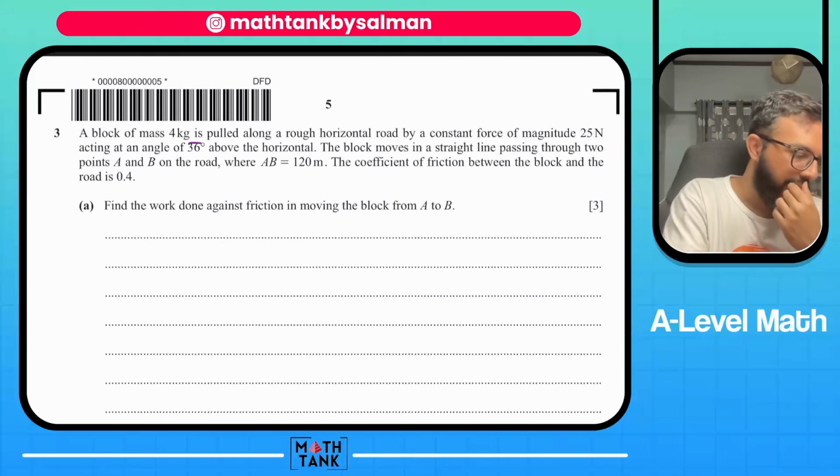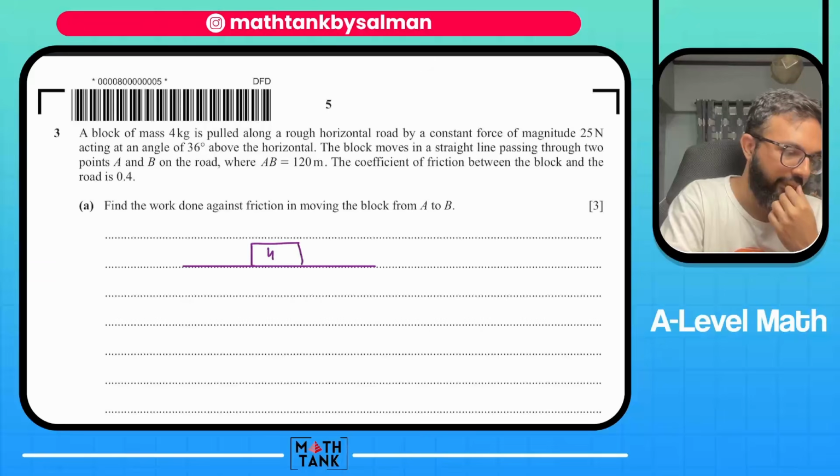Okay, a block of mass 4 kg is pulled along a rough horizontal road. Quickly on to question number 3. Rough horizontal road by a constant force of 25 newtons, making an angle of 36 degrees above the horizontal. Okay, so this is going to be 25 cos 36 and 25 sine 36.